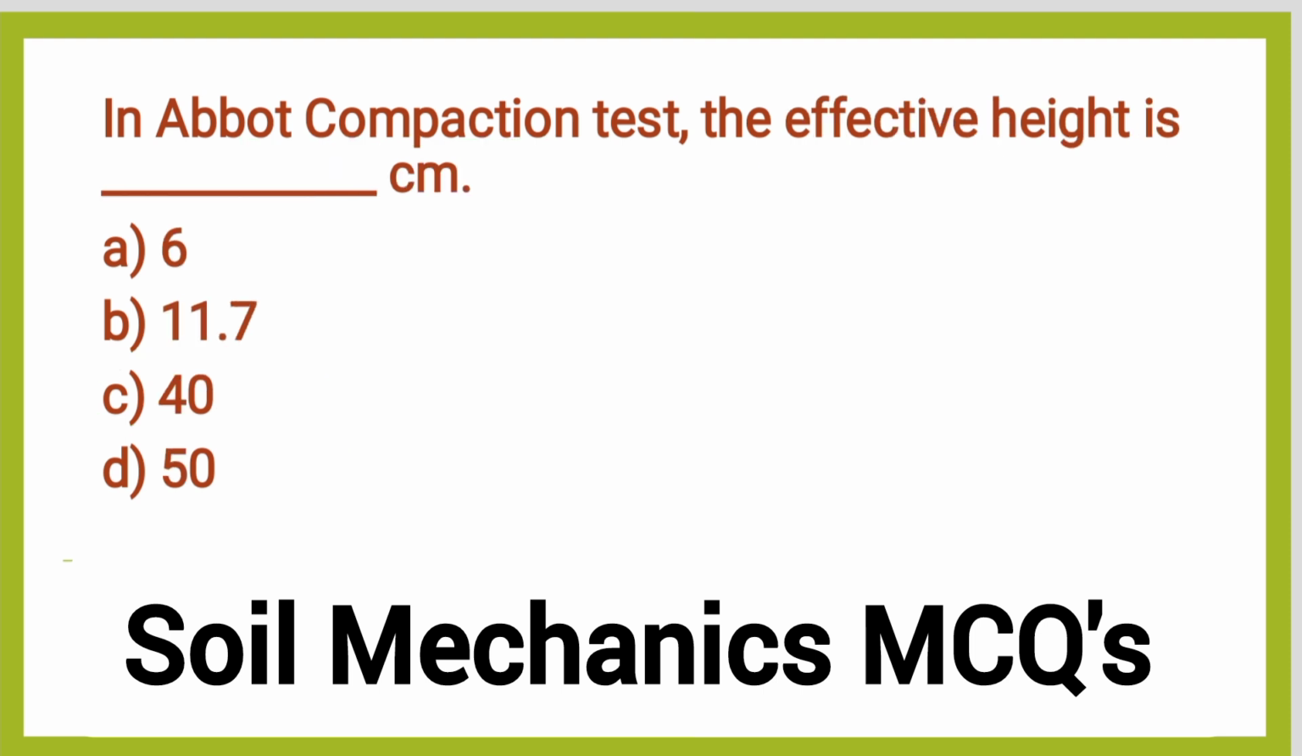So next question: in the Abbot compaction test, the effective height of fall is, so the hammer falls from dash centimeter. Option A 6, option B 11.7, option C 40 centimeter, and option D 50 centimeter. So the correct answer is option C, 40 centimeter.